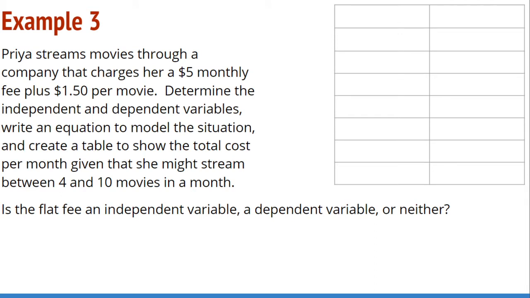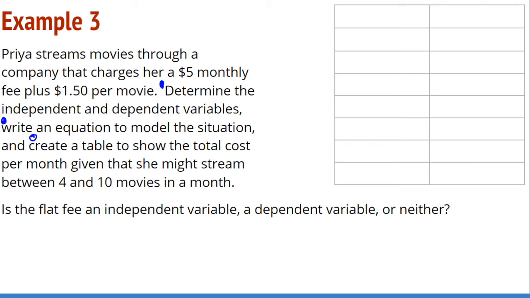All right, example number 3. Priya streams movies through a company that charges her a $5 monthly fee plus $1.50 per movie. Determine the independent and dependent variables. Write an equation to model the situation. And create a table to show the total cost per month given that she might stream between 4 and 10 movies in a month.